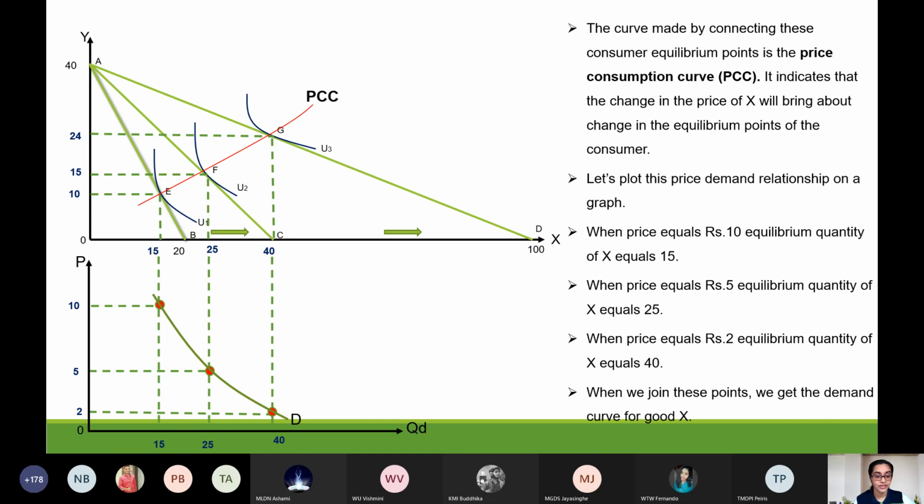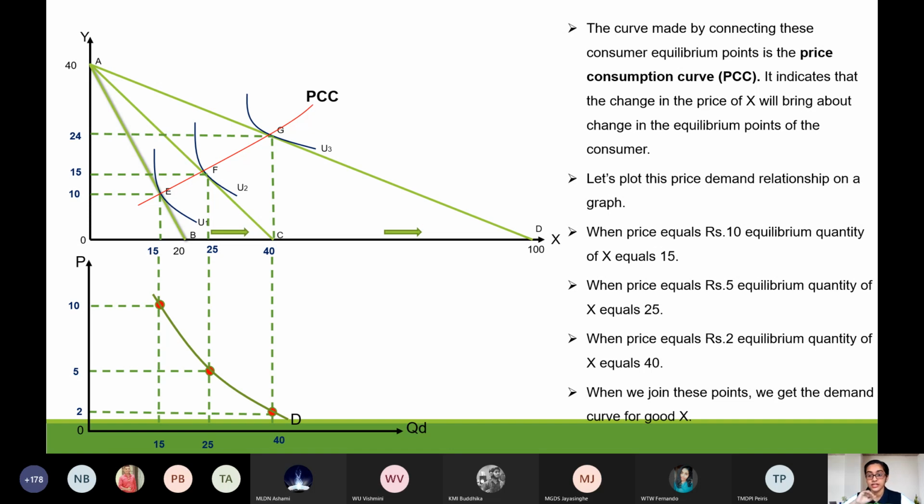Now we are moving on to deriving the demand curve. How do we derive the demand curve? The curve made by connecting these consumer equilibrium points is the price consumption curve. If you connect all these equilibrium points like this, the curve is known as the price consumption curve.